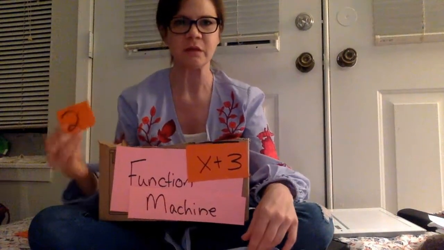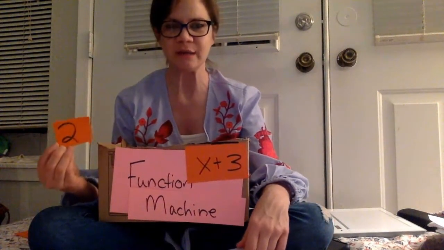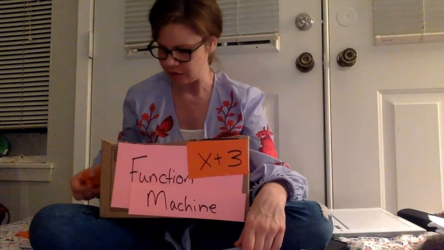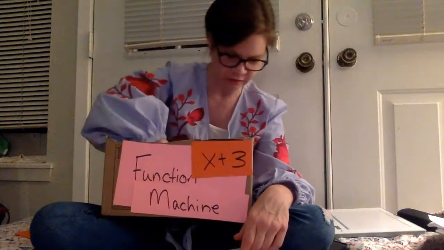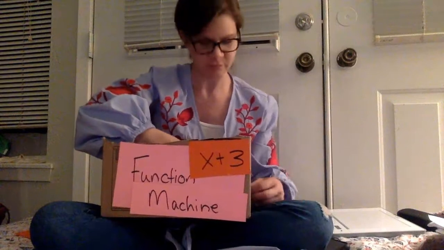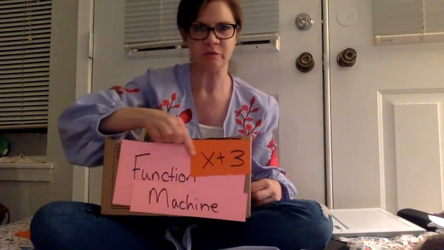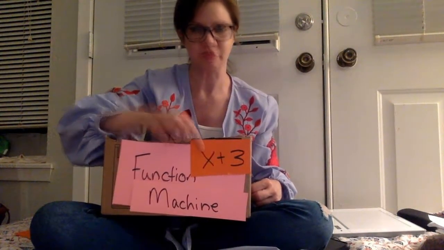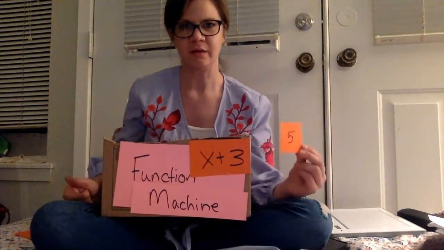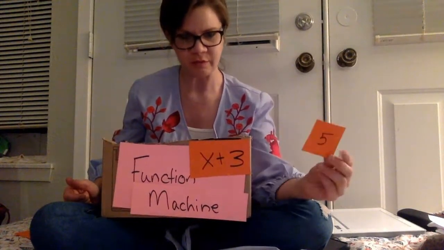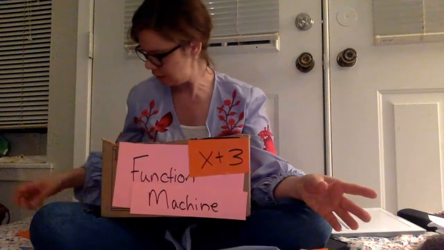2. That is my X value. That is my input value. So I put a 2 into my function machine. What do you think is going to pop out? So meaning a 2 is going to go right here. 2 plus 3 is 5. So there we go. That is our Y value. That is our output.